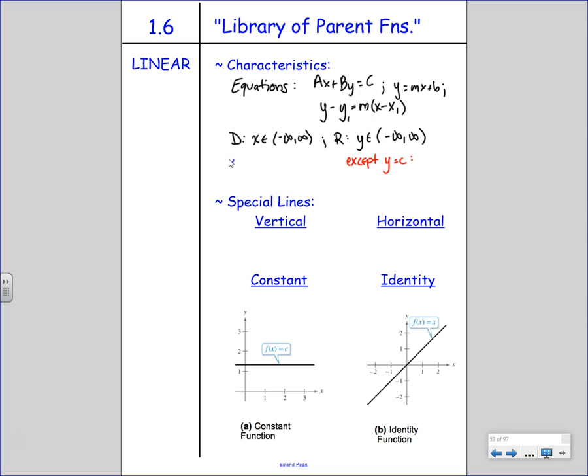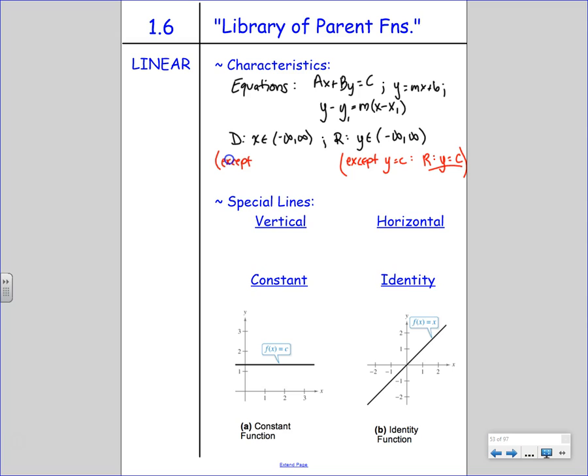Why would the range not be all real numbers for a constant function? What's the range? Just c, right? Because horizontal, you can't go up or down, it's just one y value. So the exception for range is a horizontal line because there's only one y value, that's it. And then you guys already kind of figured out what's the exception for the domain being all real numbers?